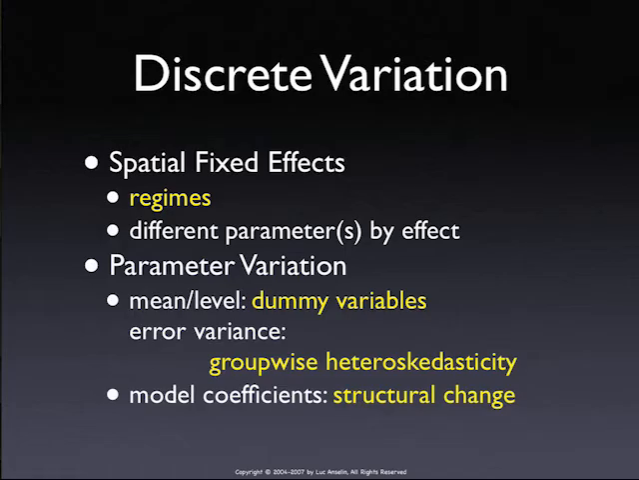What are some specific techniques to deal with discrete variation? We can have what I call spatial fixed effects, and we call these spatial regimes. So spatial regimes are compact spatial subsets of the data in which different parameters hold or different functional forms hold, and so on.